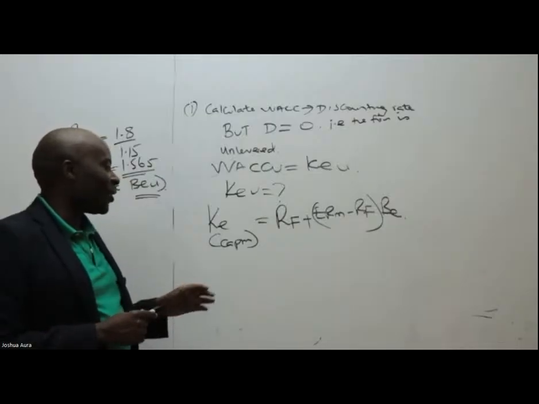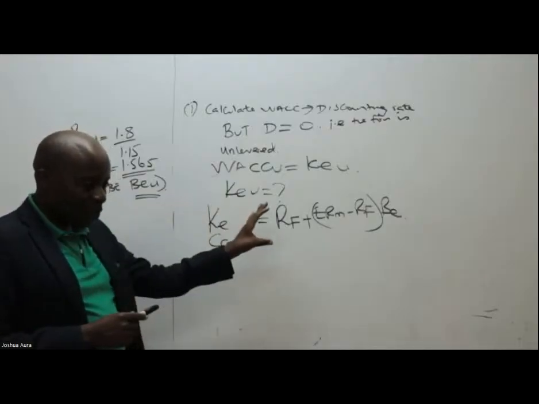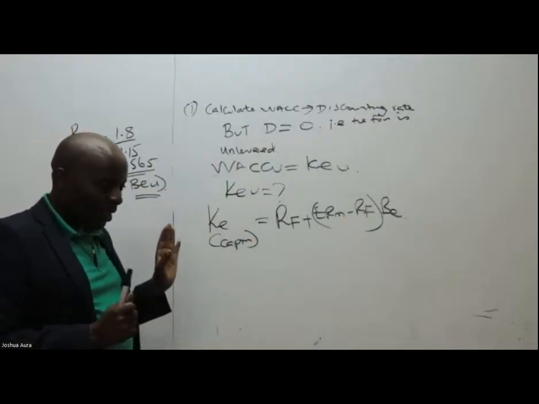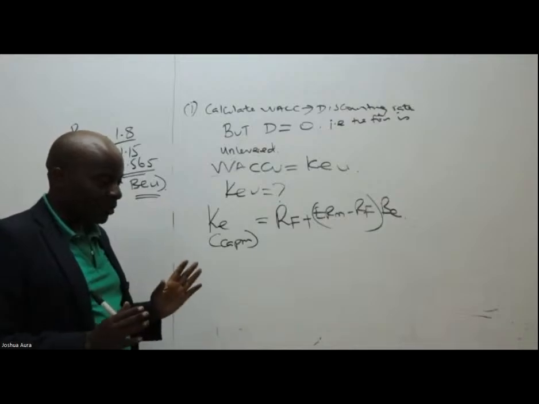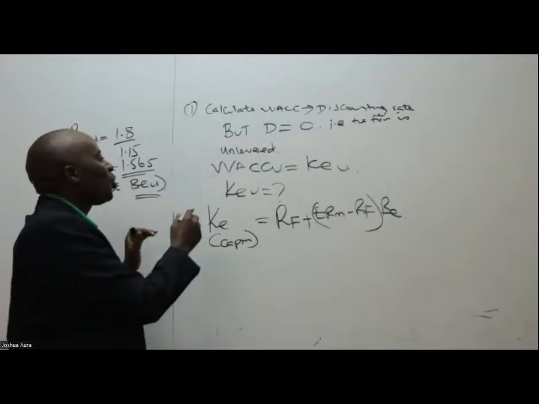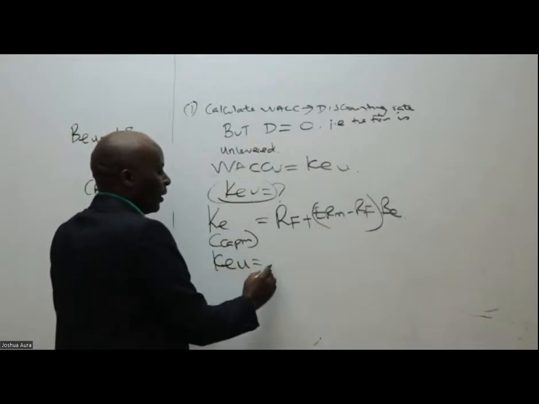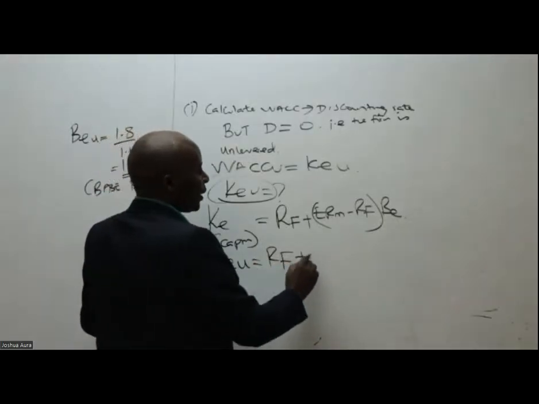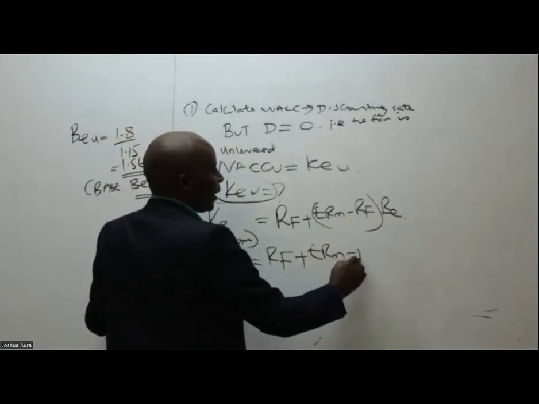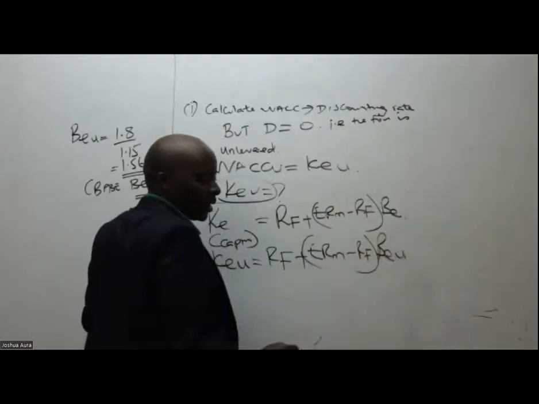Could you kindly, ladies and gentlemen, confirm whether you've been able to write up to here? Are we together up to here? I'm not even asking about understanding, but first of all, are we together? Great. So what they want us to do is to give them Ke U, cost of equity of unlevered firm, which will be equal to risk-free rate plus expected return of the market minus risk-free rate, times beta equity unlevered, like that.